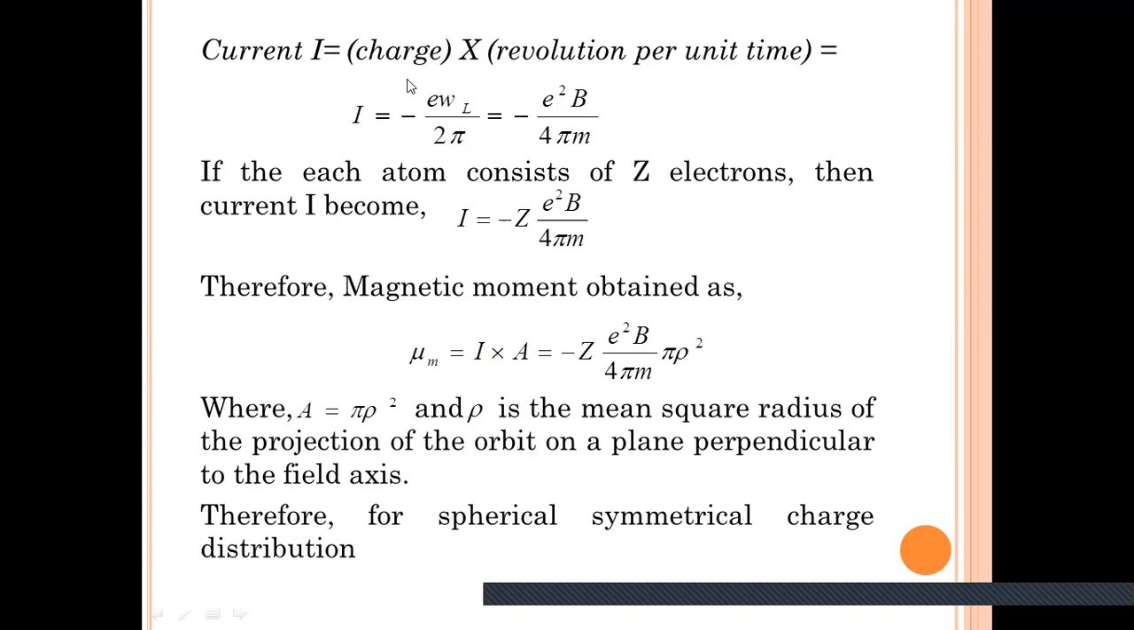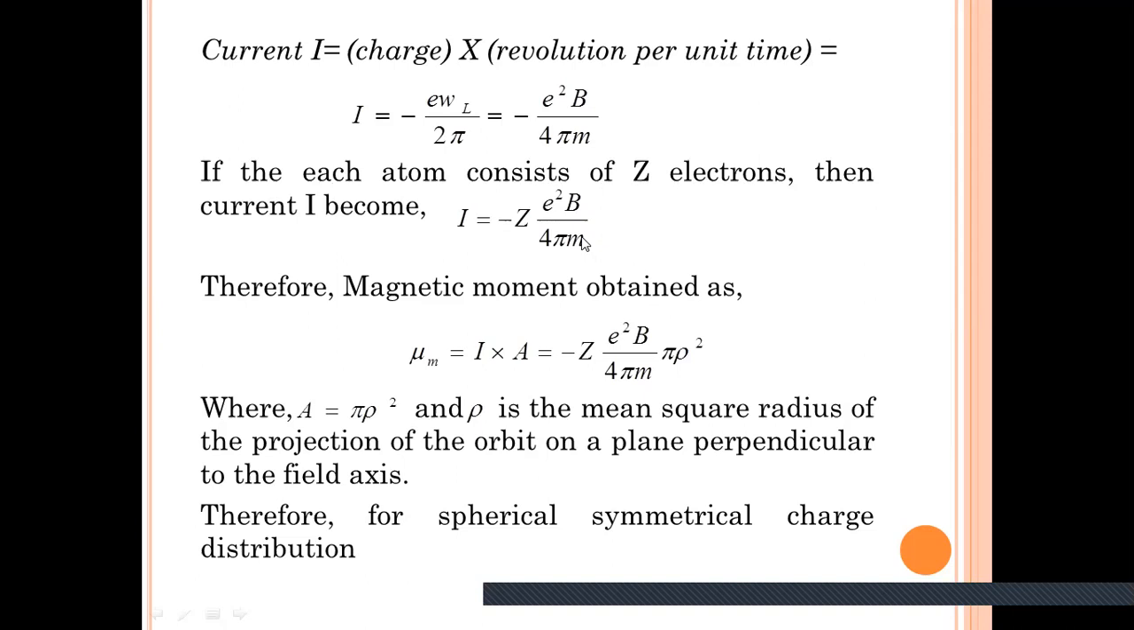This is the current due to the motion of the electron, and you must remember that the current is the resultant of the motion of the electron, and this electron experiences both forces, the centripetal force as well as the Larmor force, due to the external application of the magnetic field. If each atom consists of Z electrons, then the total current will be I equals minus Z e square B upon 4 pi m.